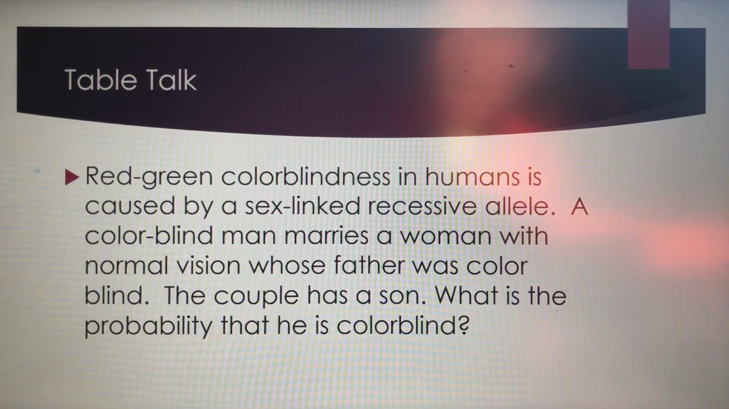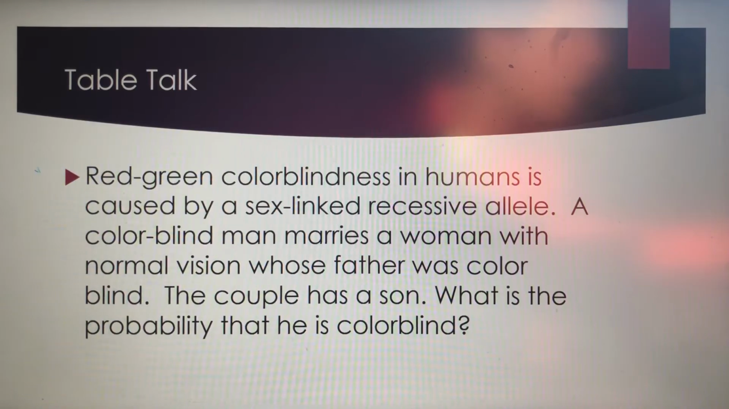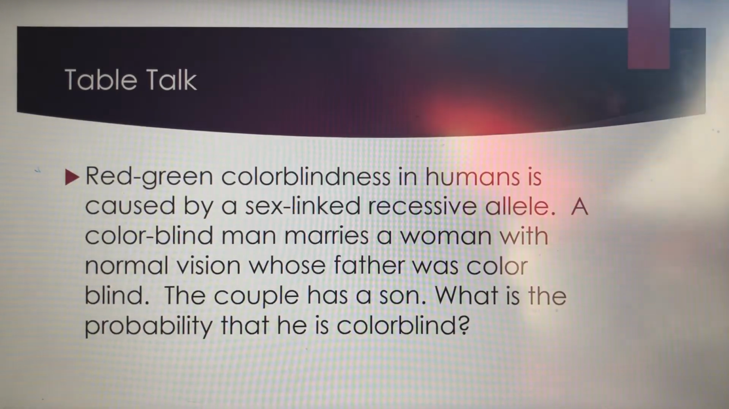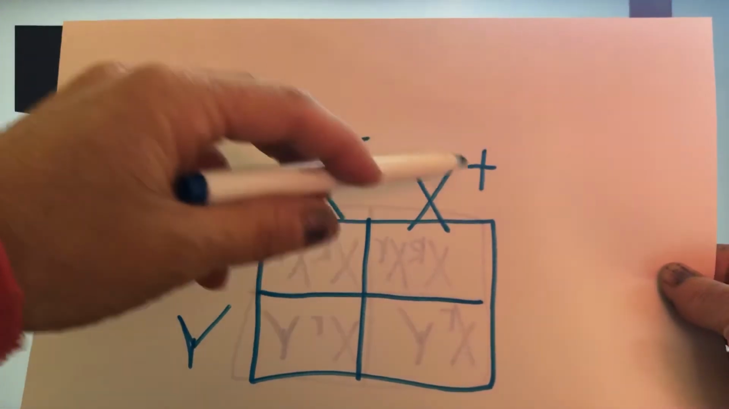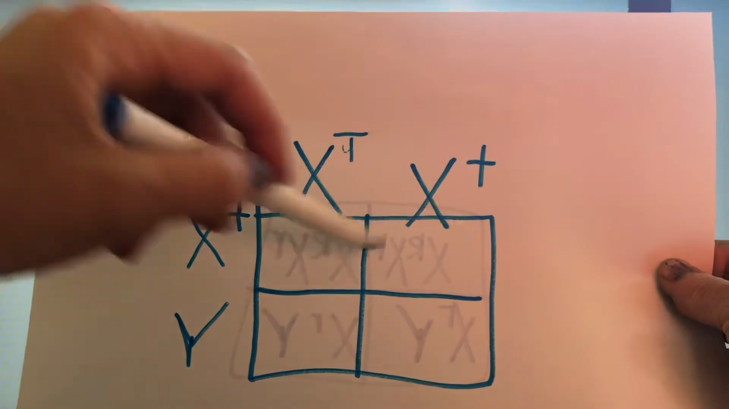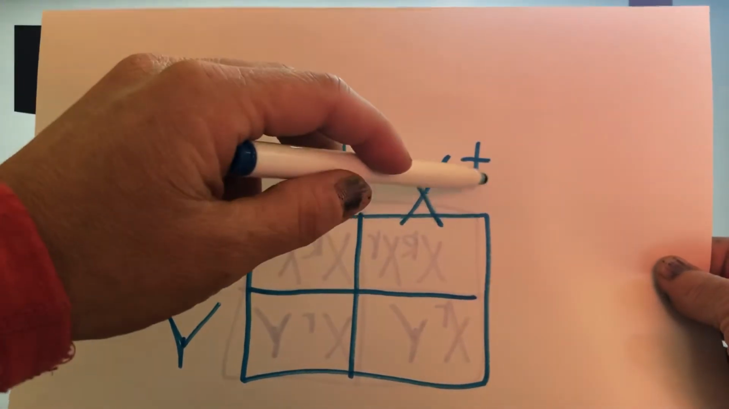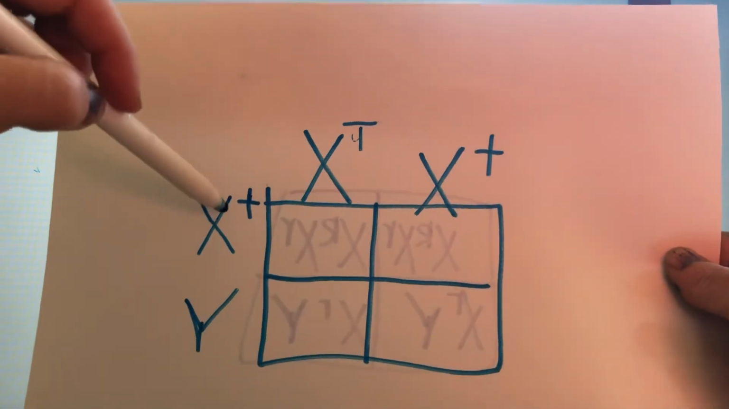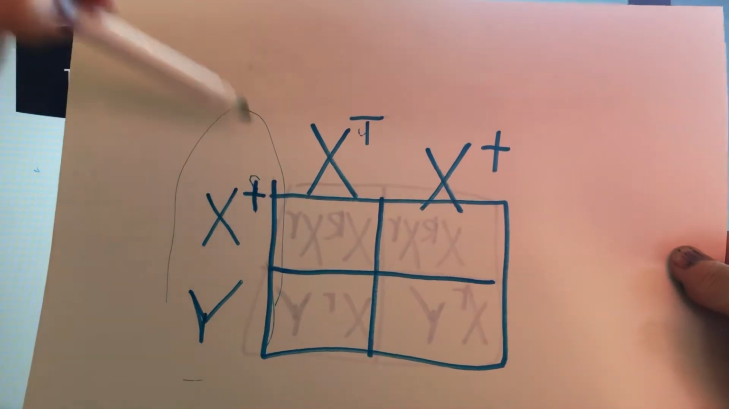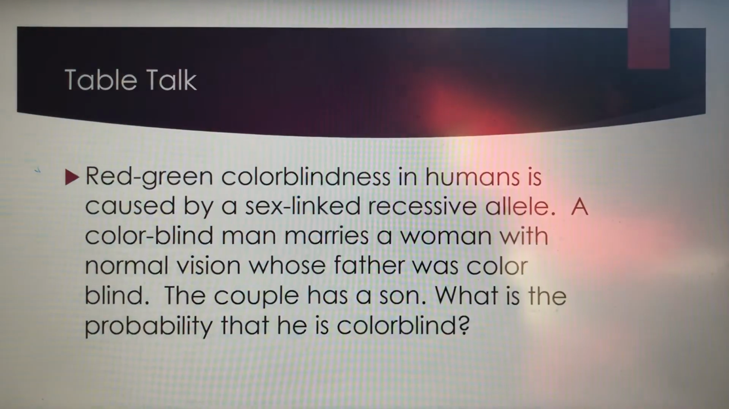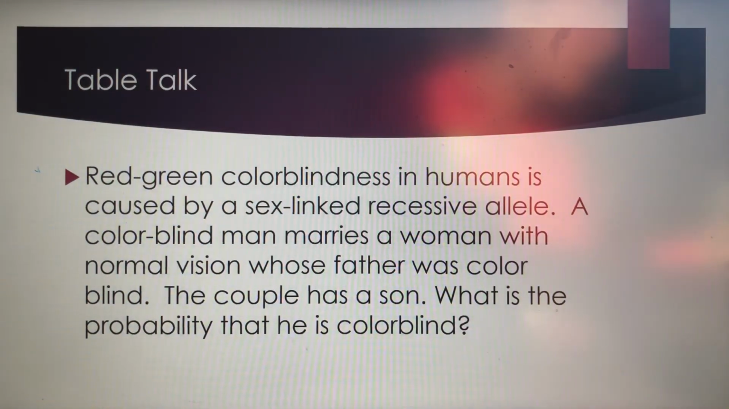But the mom has normal vision and her father was colorblind. So that tells me that mom has to look like this: a big T, which is why she's not colorblind, and a little t that she got from her dad. The dad, or her husband, I should say, has to have a little t because he's colorblind. So the couple has a son.